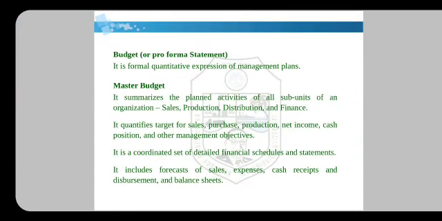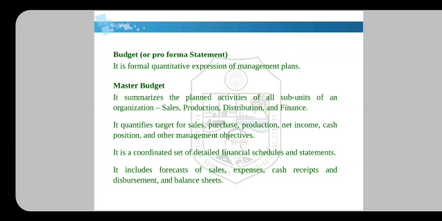So, budget is basically a quantitative expression of the management plans. Whatever management is going to plan for the future or for the current year, it will be represented in a quantitative manner.